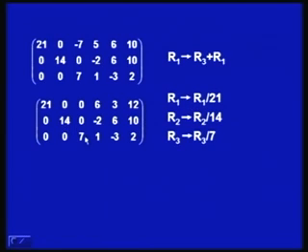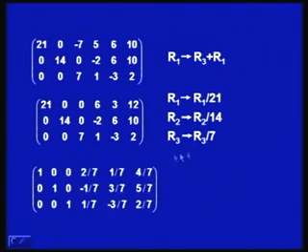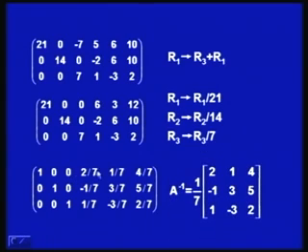And then these diagonals have to be made 1, so R1 is R1 by 21, R2 is R2 by 14, R3 is R3 by 7, and what we have is an identity matrix here. So we say this is nothing but the inverse of the given matrix. So A inverse is 1 by 7, I have taken 1 by 7 out, times the matrix 2 1 4; minus 1 3 5; 1 minus 3 2, as the inverse of the given matrix. So that is how we use row transformations to obtain the inverse of a given matrix.